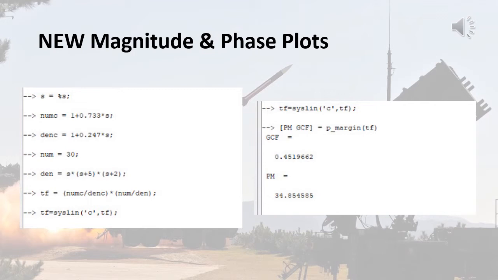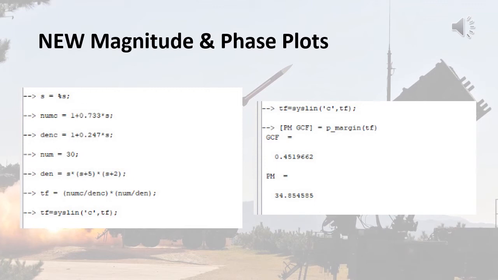Okay, now into the coding part. At first, we declare the s, and the new numerator is equal to 1 plus 0.733 times s. The new denominator is equal to 1 plus 0.247 times s. Then we declare the old numerator is equal to 3. After that, the old denominator is equal to s times bracket s plus 5 bracket times s plus 2. After that, we declare the transfer function is equal to the new numerator over the new denominator times the old numerator over the old denominator. Then we declare the transfer function as a linear continuous transfer function. In the code, it is transfer function equals syslin('c', transfer function).